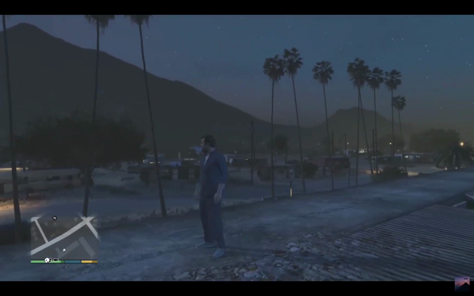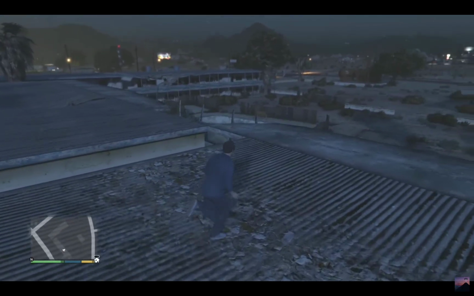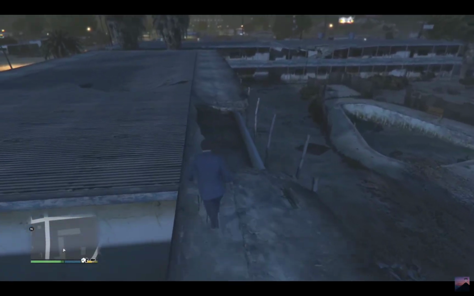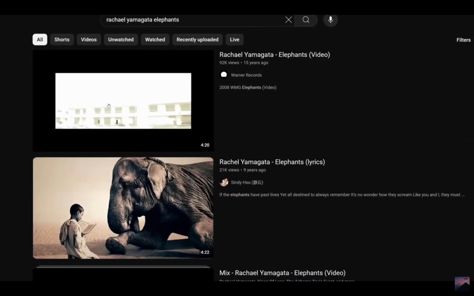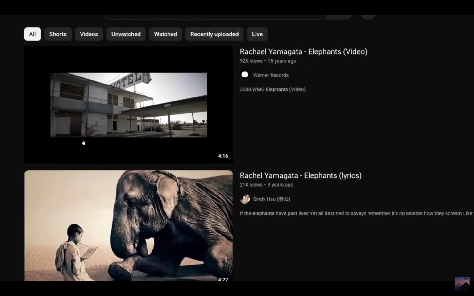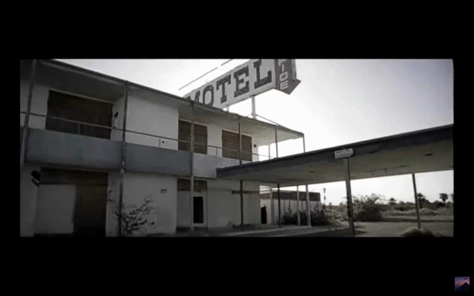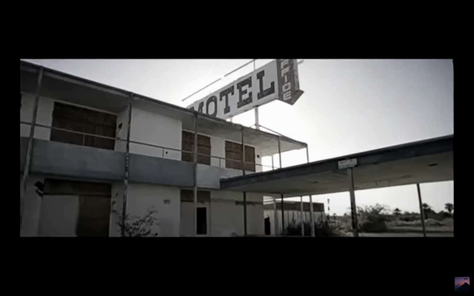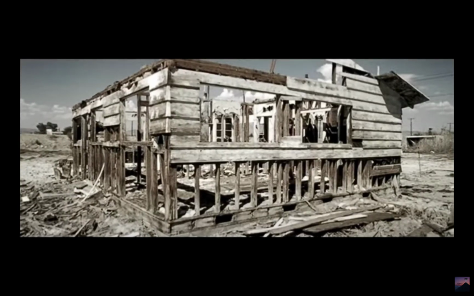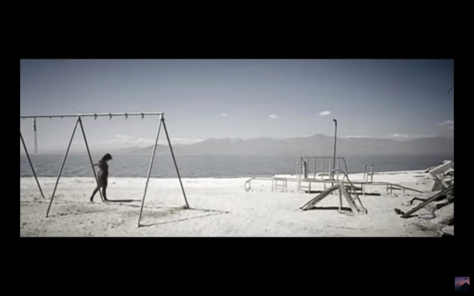And it's actually quite hard to find much detail about this motel on the internet, because one of the only videos of this motel is in Rachel Yamagata's music video for the song Elephants. This is a 15-year-old YouTube video of her and cinematics of the motel. She decided to go there to film her music video, which makes it incredibly unique as it's one of the only videos ever of this motel. You can also see parts of the Salton Sea in her music video, but it was still abandoned back then because that was only 15 years ago.